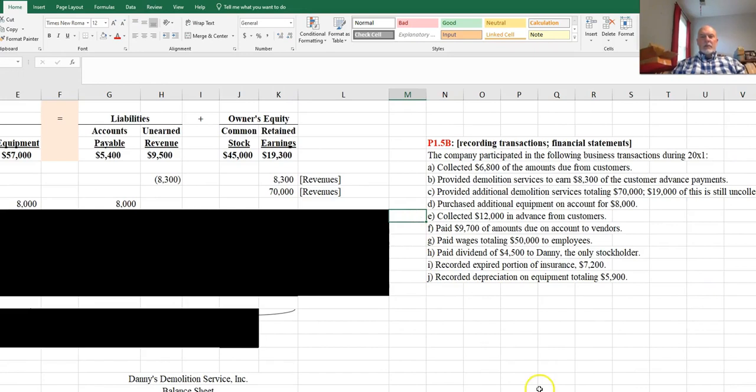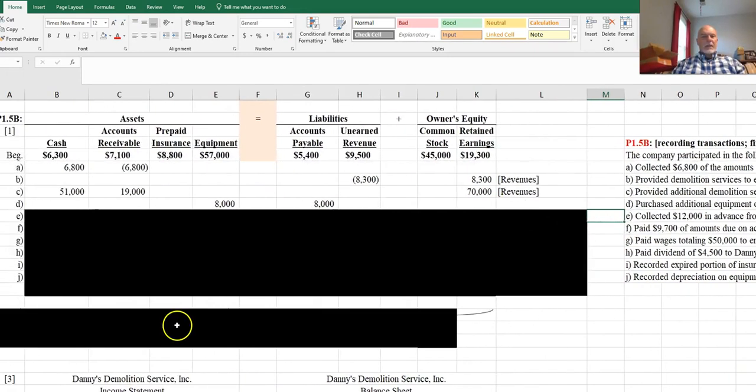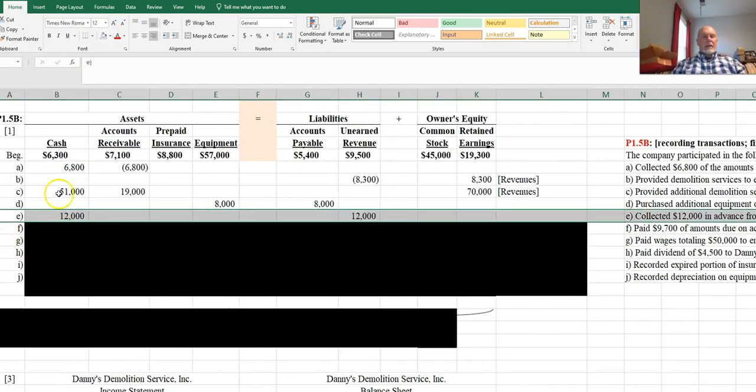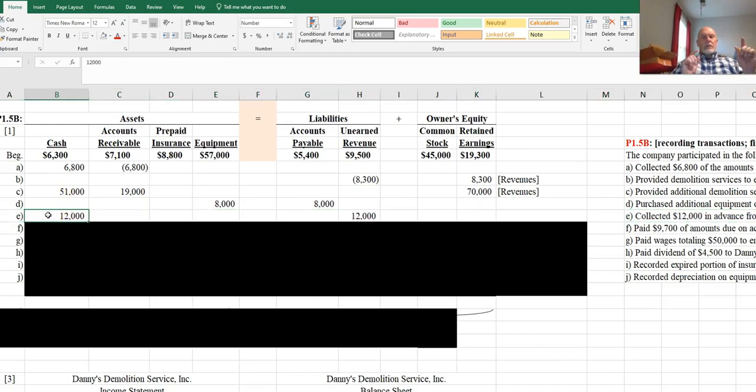Item E, we collected $12,000 in advance from customers. Okay, so we're collecting $12,000. We'll add that to cash. They're paying us for work, but we haven't done it yet. So we still owe them that work. It's an advance payment, so we're going to add that $12,000 to unearned revenue. Later, when we do the work, is when we'll switch that over to the revenues under retained earnings. So remember, you always record revenue when you do the work, regardless of when the cash is paid.